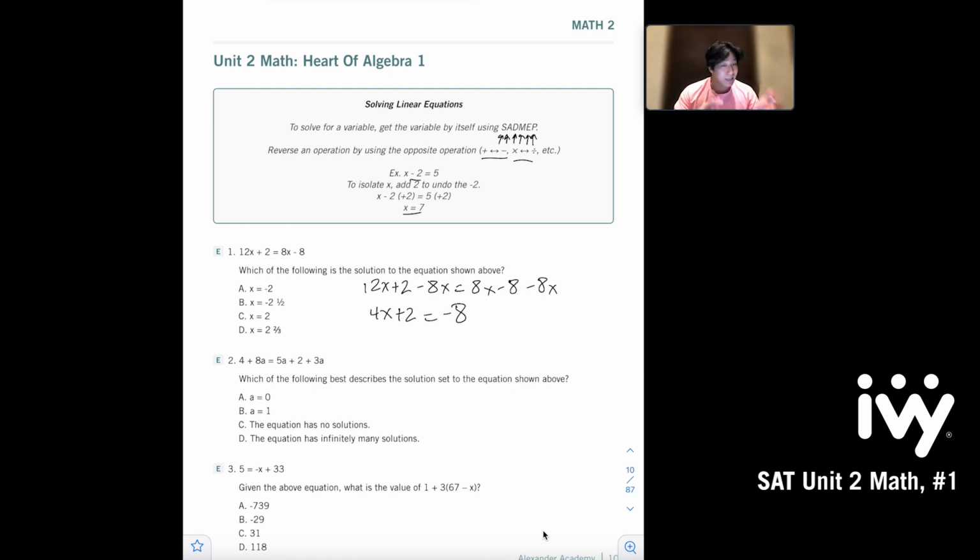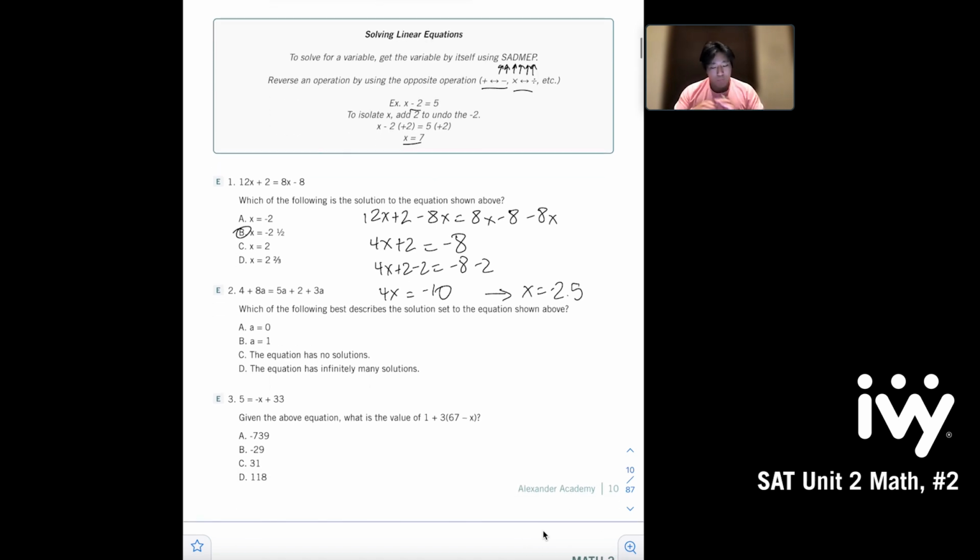So now isolating the constants, we're going to subtract 2 from both sides. So we have 4x plus 2 minus 2 is equal to negative 8 minus 2. Simplifying, we see that we're just left with 4x on the left and negative 10 on the right, which means that x is equal to negative 2.5.